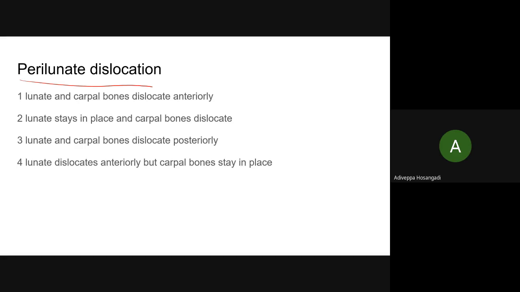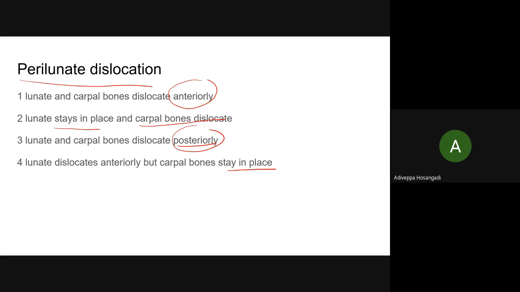So, perilunate dislocation. Lunate and carpal bones dislocate anteriorly. Lunate stays in place, carpal bones dislocate. Lunate and carpal bones dislocate posteriorly. Lunate dislocates anteriorly, but carpal bones stay in place. When you read this, try and visualize it, and don't just read, because otherwise it appears as if you are looking at the stars in the sky. It's very simple. Imagine the lunate is after the scaphoid, the scapholunate, adjacent to that.